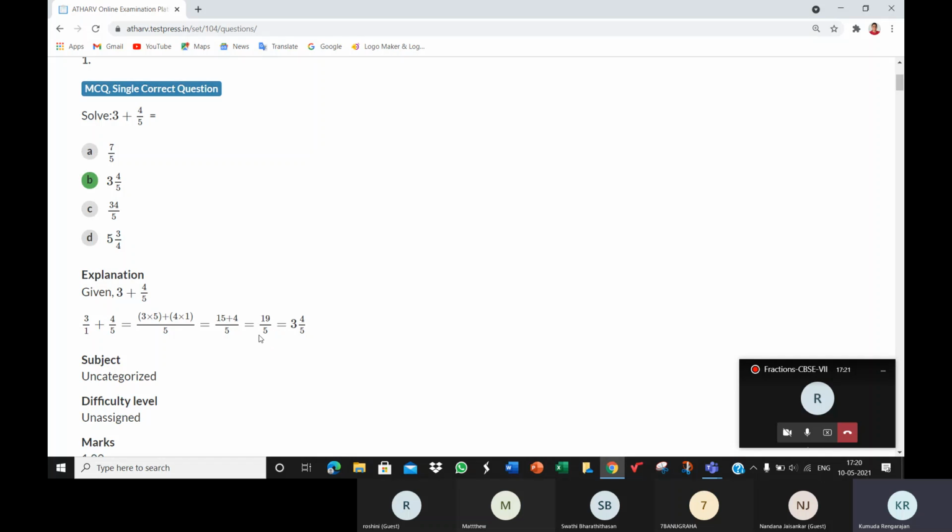And how do we write an improper fraction as a mixed fraction? You need to do the long division. So 19 by 5, when you divide, you will get 3 as the quotient and 4 as the remainder, and the divisor is 5. You know how to write an improper fraction as a mixed fraction. 3 is the quotient obtained, 4 is the remainder, and 5 is the divisor: 3, 4 by 5.